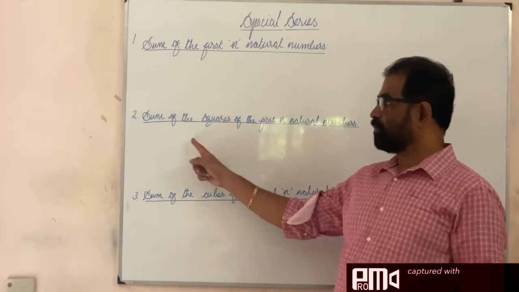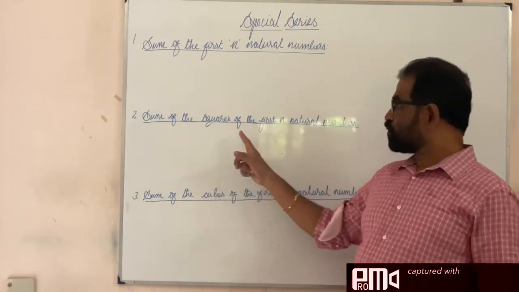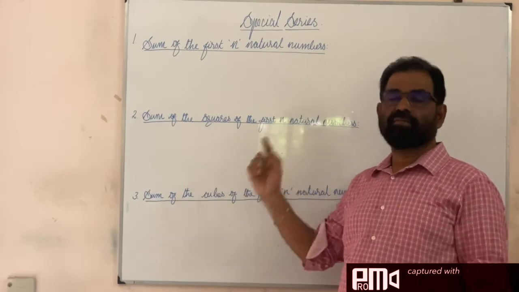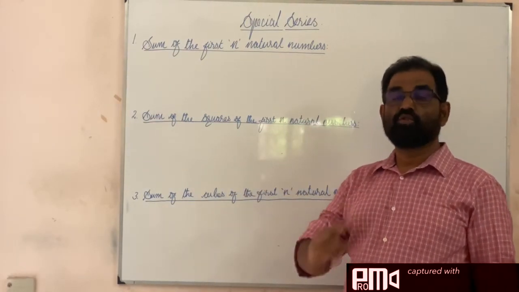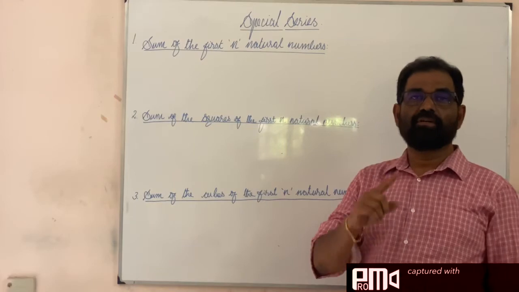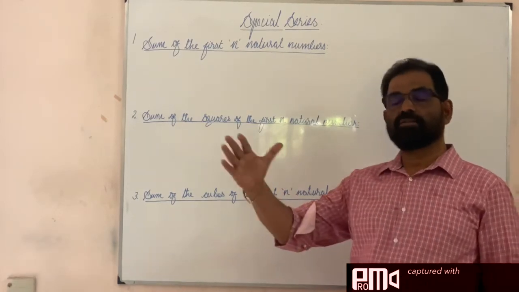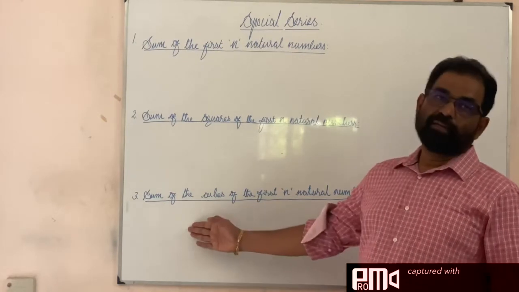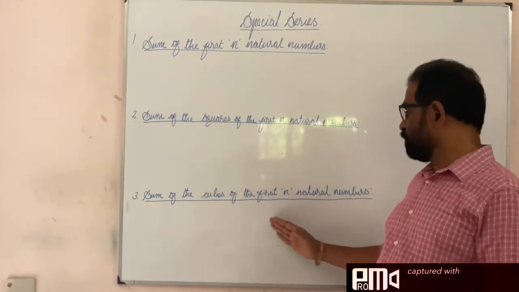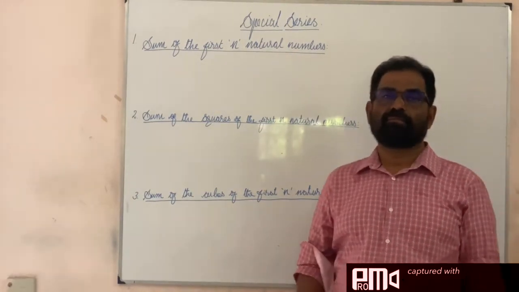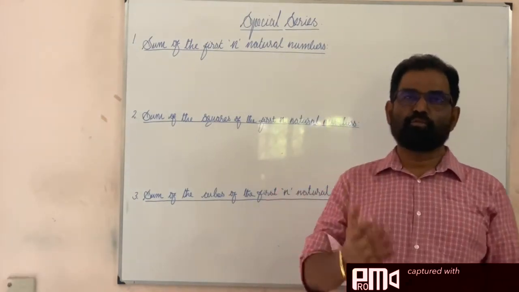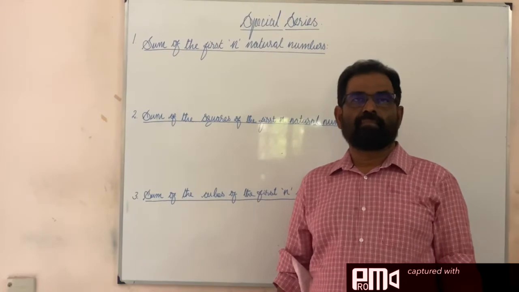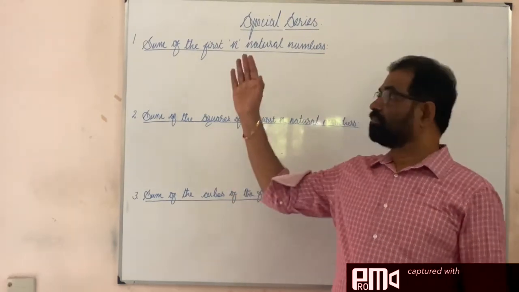The second one is the sum of the squares of the first n natural numbers, which means 1 square plus 2 square plus 3 square. We take the squares of the natural numbers and add. Then comes the sum of the cubes of the first n natural numbers. That is 1 cube plus 2 cube plus 3 cube plus etc. plus n cube. What's the formula to find out all these things?